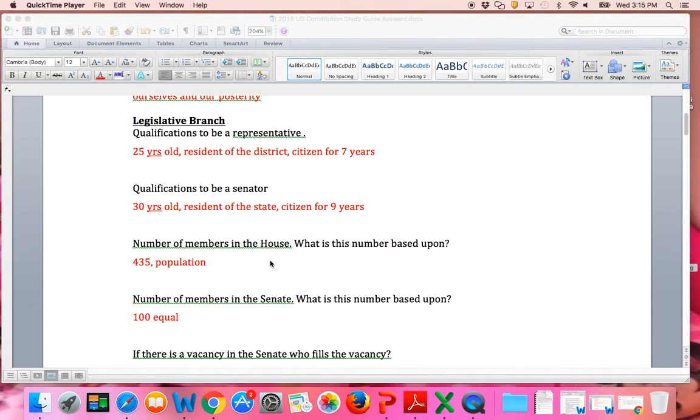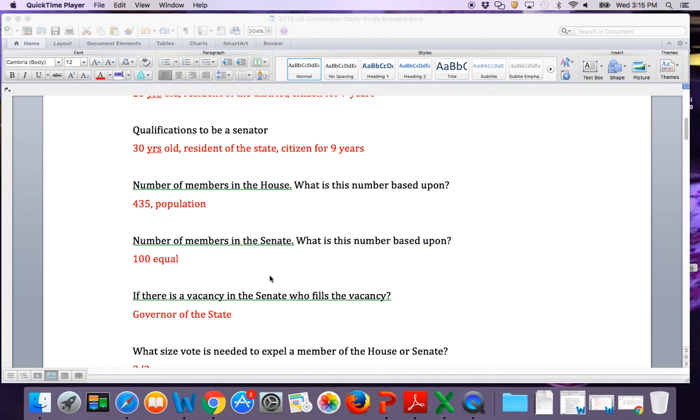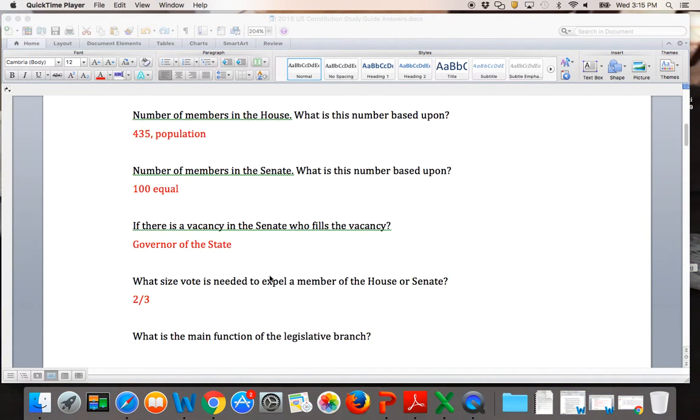Getting to the legislative branch. 25 years old, a resident of the district and citizen for 7 years to be a member of the U.S. House of Representatives. In order to be a senator, 30 years old, a resident of the state, and a citizen for 9 years. There are 435 members in the House, based on population, 100 members in the Senate, and they are all equal, 2 per state.